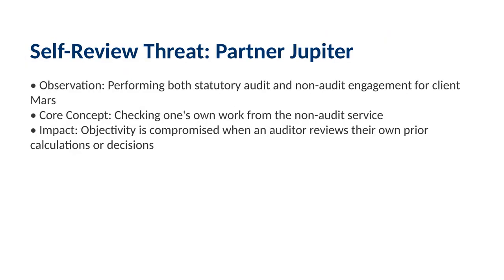First, we have partner Jupiter. He is performing both the statutory audit and a non-audit engagement for the client, Mars. Now, think about this logically. If you prepare the accounts or provide a service and then audit your own work, you are essentially checking yourself. This is a textbook example of a self-review threat.